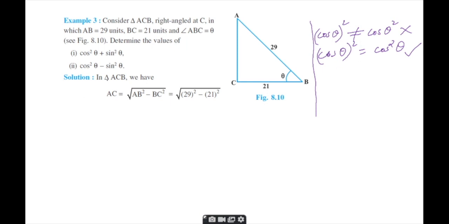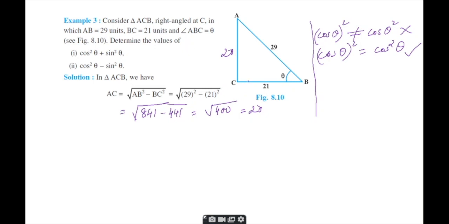Okay, now let us come here. So 2 sides are given, AB and BC. So let us find AC. Here they have already done. Our work is just to complete it. So square root of 29 square is how much? 841, I think, minus this is 441. All these squares you should be remembering by heart. Okay, it will help us a lot. It is 400, equal to 20. So this is 20.